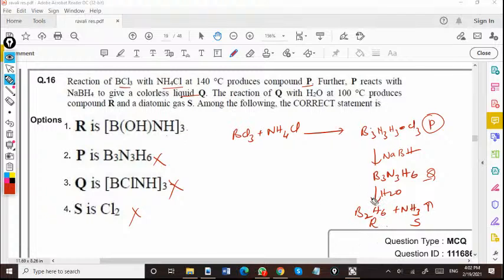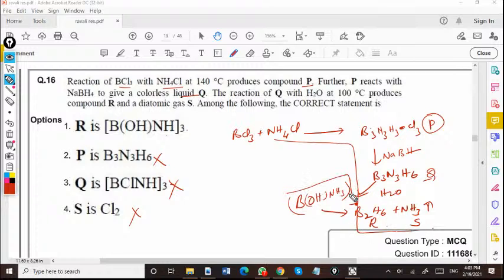Before the formation of diborane, there will be the formation of an intermediate with BOH and NH3, taken thrice, where the H minus is going to replace. Once it is broken down, it releases B2H6 as well as NH3. This complete reaction is given in the book, but this intermediate is skipped, and based on that the question is given. So R must be this.